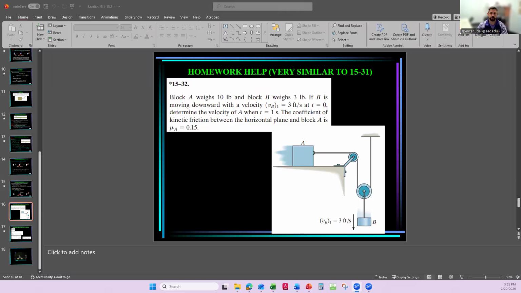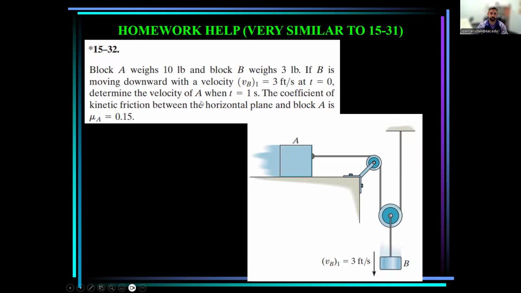All right, we'll wrap today up with a little homework help. And this one is very similar to what you'll be doing for homework 1531, same picture and everything. But I want you to think of this one. We've done very similar ones using work and energy, using rectangular coordinates with force equals mass times acceleration. We've got another option now. We can do this type of problem using momentum, and it's really pretty simple.